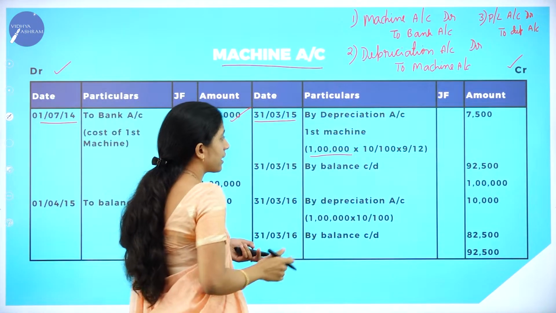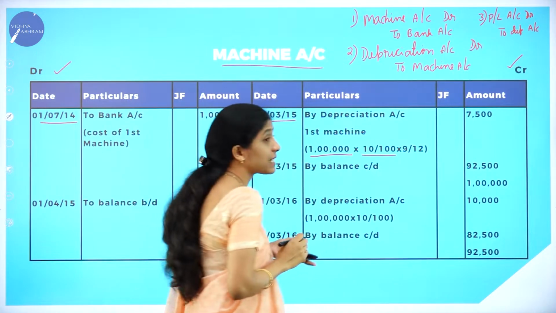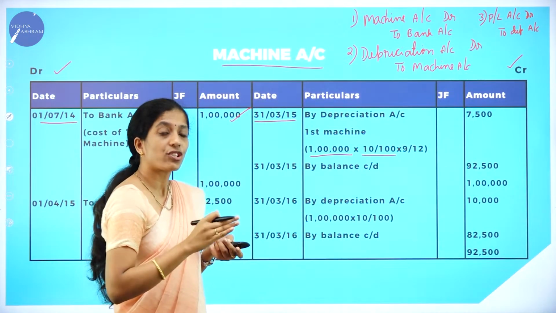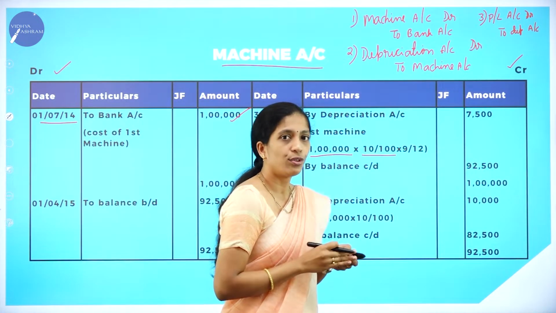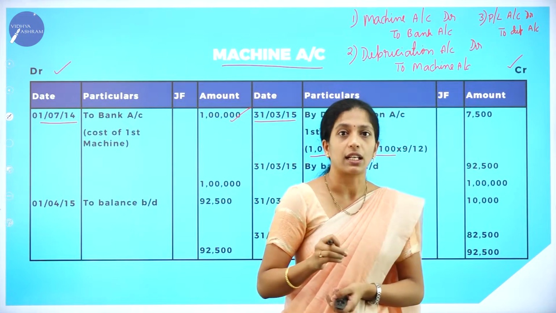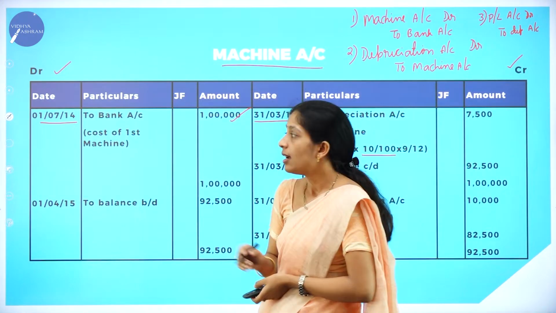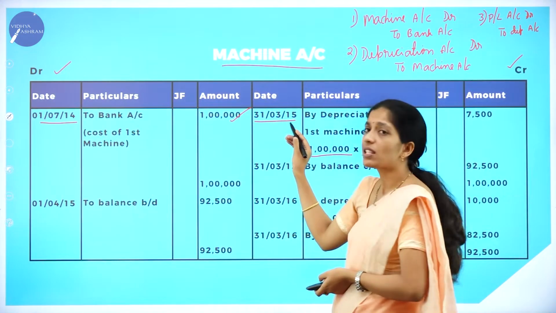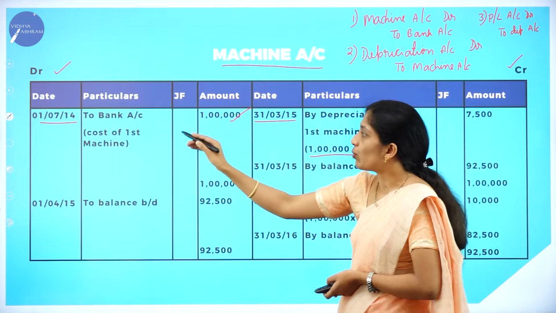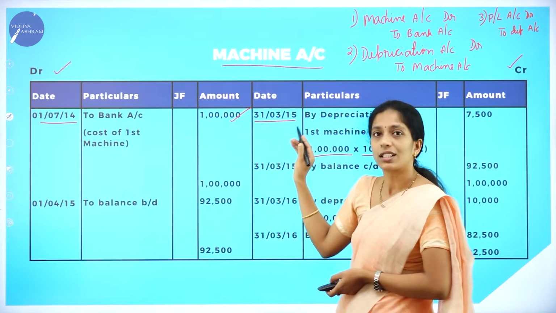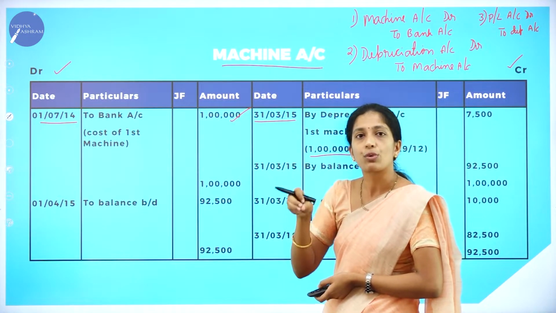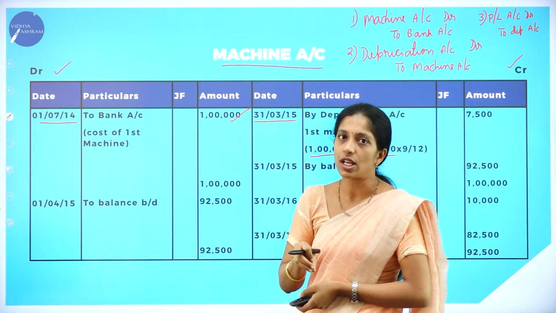And what is the percentage? They have clearly given it is 10%. But whether that machine was there for the whole year? No, it was purchased in between, correct? When did we purchase? On 1/7/2014. Now, what is the year ending? 31/3/2015. So, from 1/7/2014 to 31/3/2015, it was there in that particular financial year.